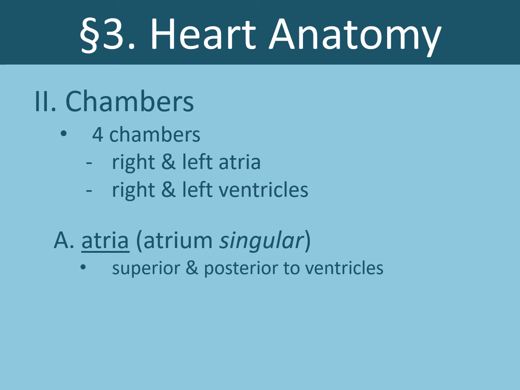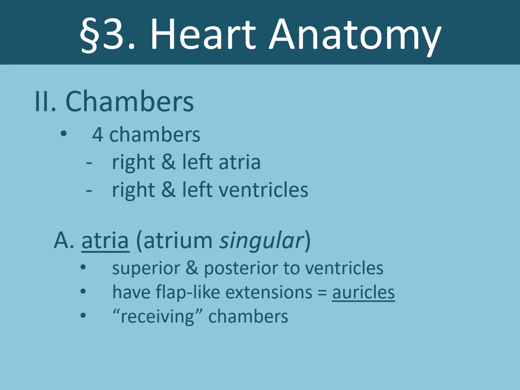And the atria are superior and somewhat posterior to the ventricles. They're set a little bit back. The atria have flap-like extensions that cover the tops. These are called auricles. They can expand and contract to allow more blood into the atria. The atria are the receiving chambers. They receive blood.